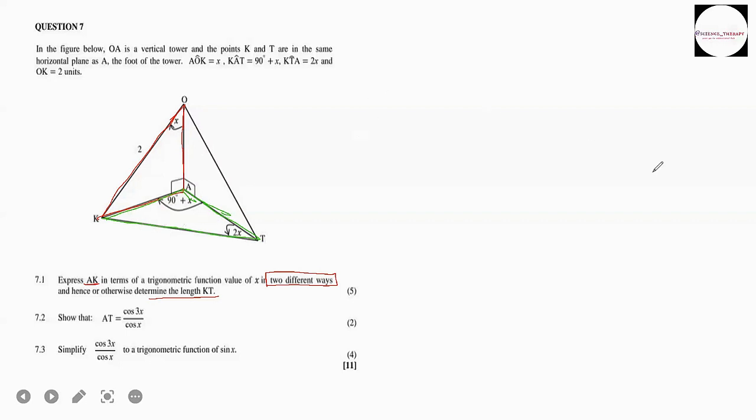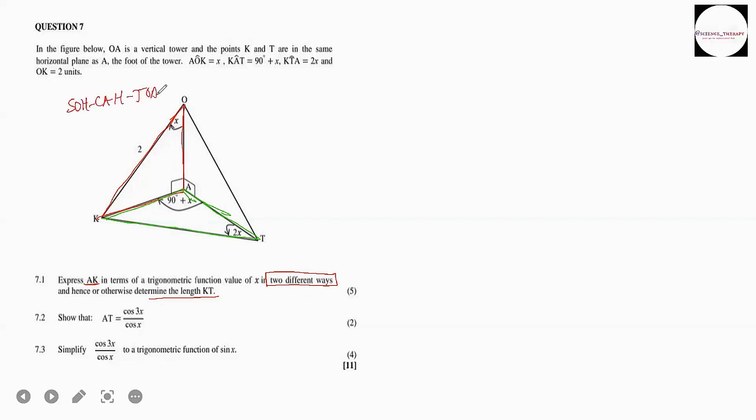So now this is what we are going to do in tackling this question. Remember, we are supposed to express AK in terms of the trigonometric function of value X in two different ways. That means in both these triangles, we're going to express AK as the subject of the formula. This is how we go about it. This is a right angle triangle, so SOHCAHTOA applies.